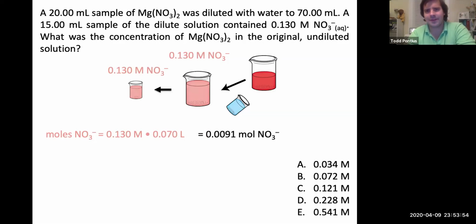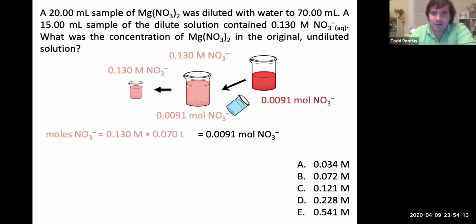0.0091 mole of nitrate. Now, how does that number of moles of nitrate relate to the number of moles of nitrate in the original non-dilute solution? When we pour in water, does it change the moles of nitrate? No. So that means that our dilute solution had 0.0091 moles of nitrate. Our concentrated solution also had 0.0091 moles of nitrate.